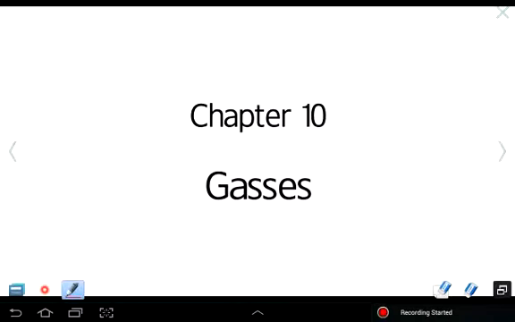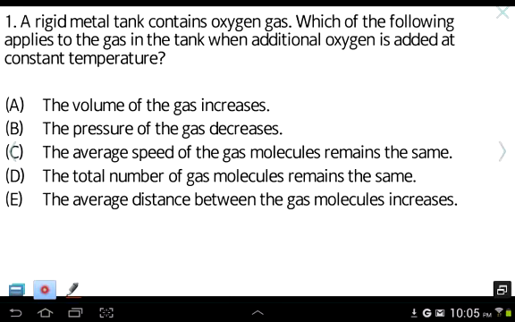AP Review Session, Lesson 5. In this lesson we'll take a look at gases. We'll take a look in Lesson 5 at some multiple choice questions from the AP exam, and then in the next session we'll take a look at some free response questions. So let's begin with more of a qualitative type of question.